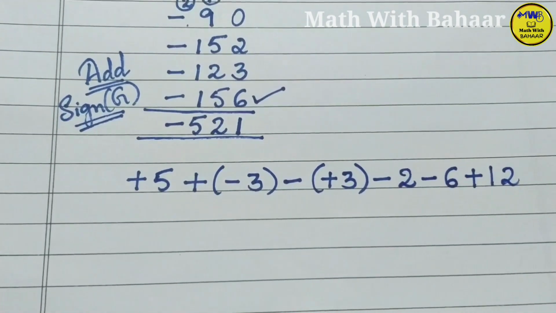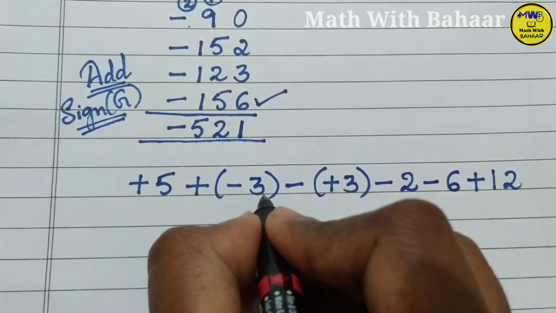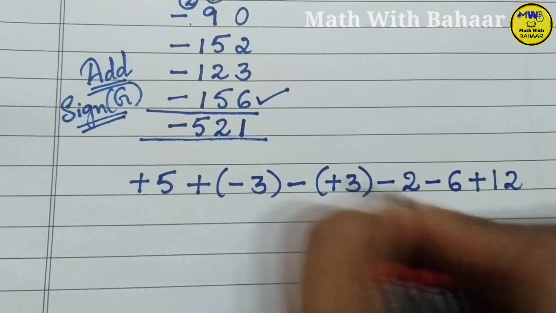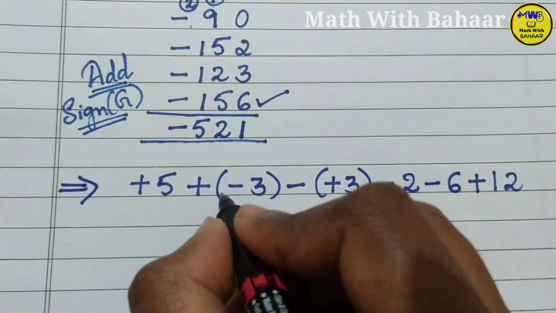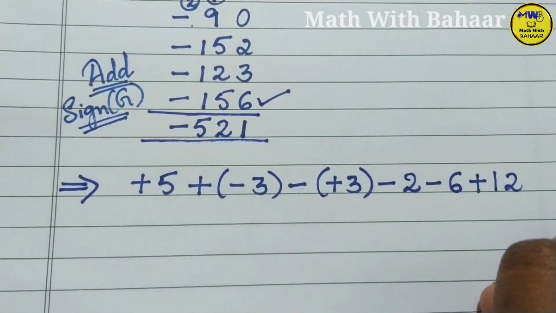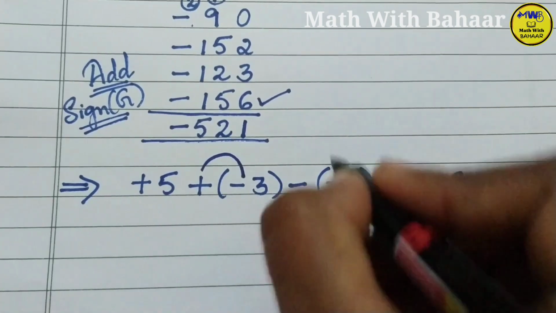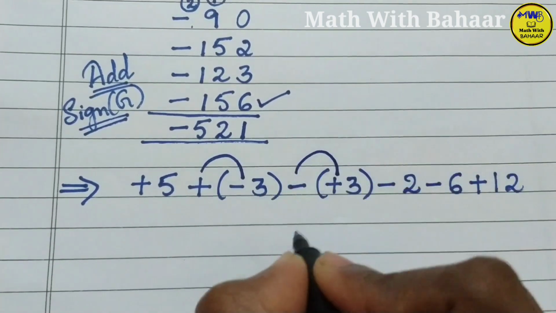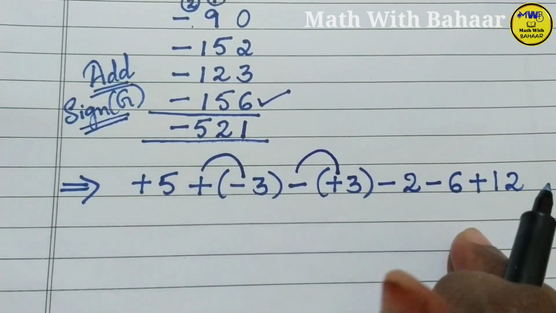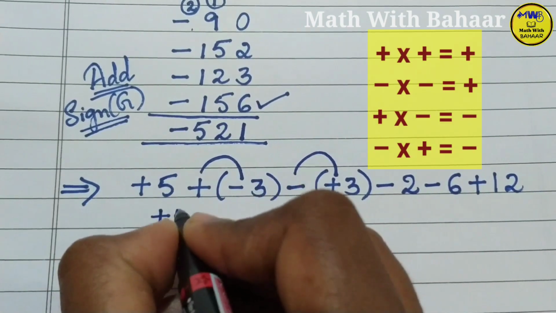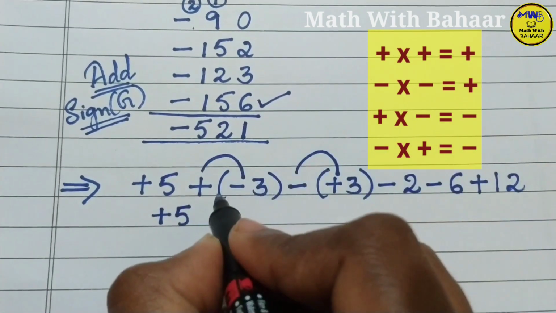So as you can see, there is a combination of signs here. You have plus sign as well as minus sign along with the brackets. As I told you, a bracket means multiplication. So first you have to remove the brackets by multiplying the signs, and the remaining numbers should be written as it is. Plus 5 should be written as it is because it does not have any brackets.